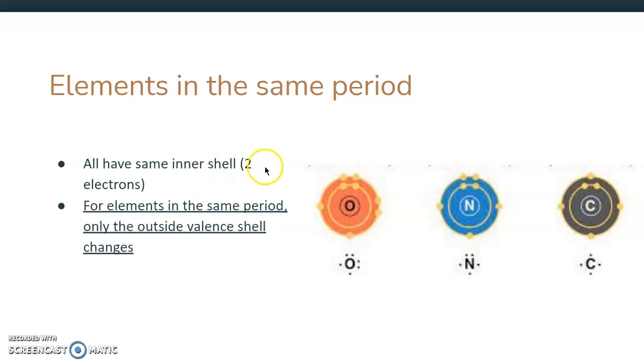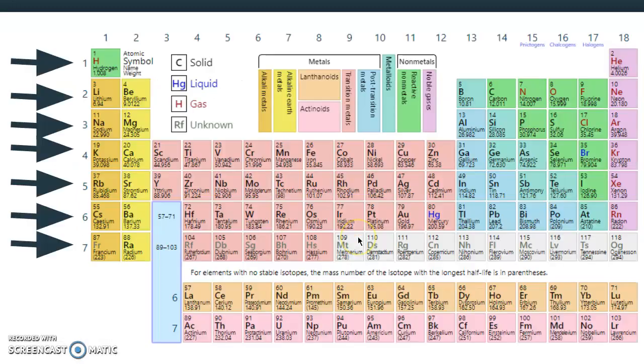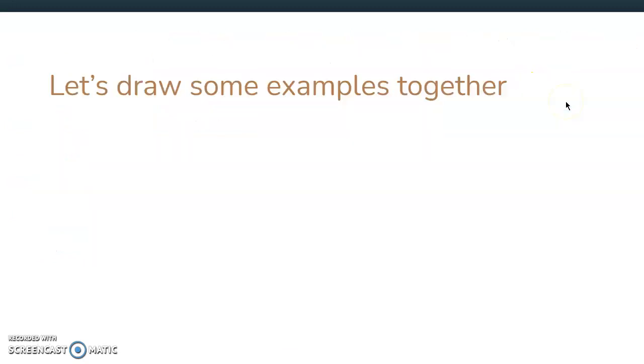So we can see between oxygen, nitrogen, and carbon, all in row or period 2, have 1, 2 on the inside, 1, 2, 1, 2 on the inside. But on the outside, carbon has 4, nitrogen has 5, oxygen has 6. So as we're going across, here we can see carbon is here. It would have 4 valence electrons, 5 valence electrons, 6 valence electrons.